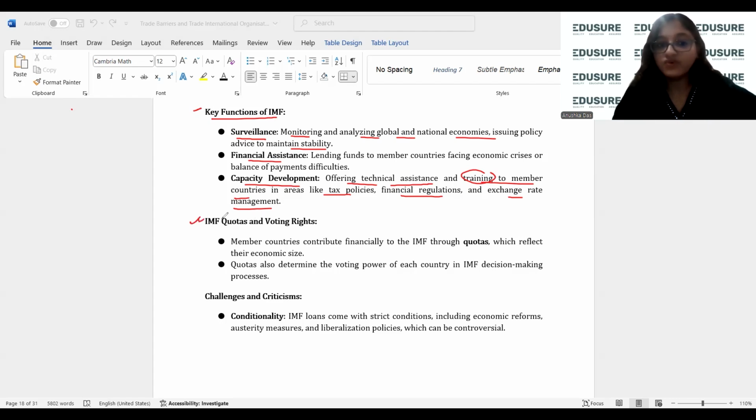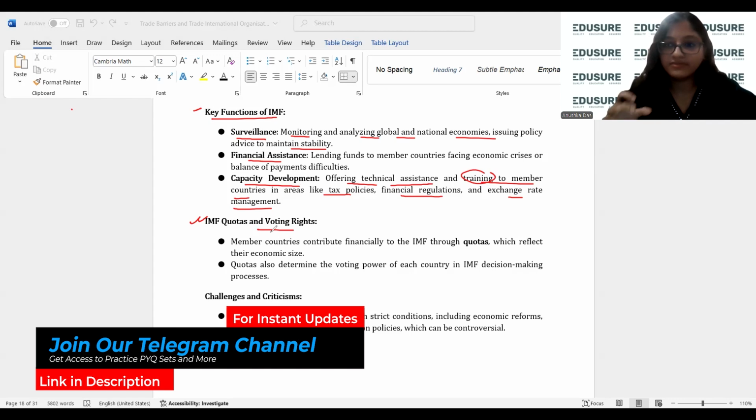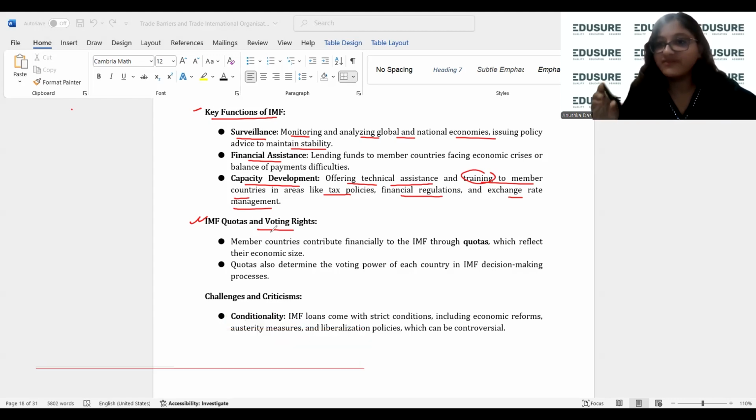Then you have IMF quota and voting rights. So IMF is not based on a non-discriminatory policy. IMF has discrimination. If you are a member country with a large GDP, then you will be given more voting rights. Depending on your size, your economic power, your political power, you will be given more voting rights. So you will have more power in general among the IMF countries. So the most favored nation clause is not maintained in IMF.